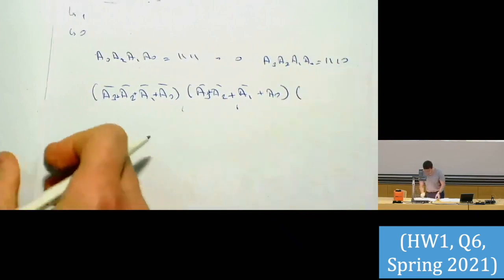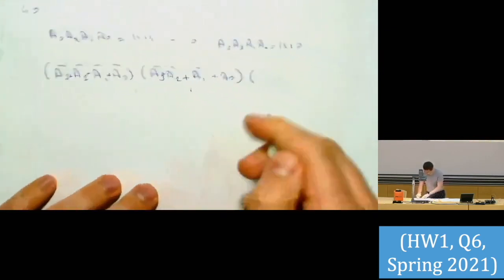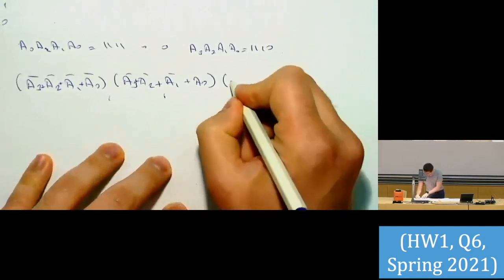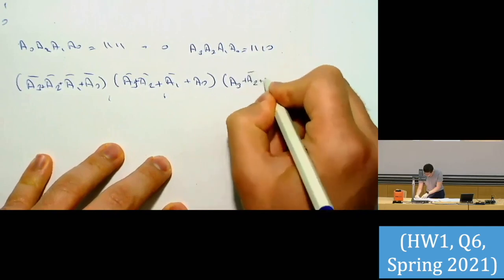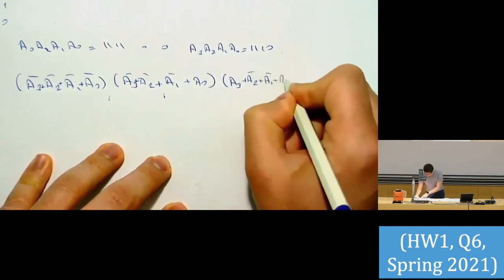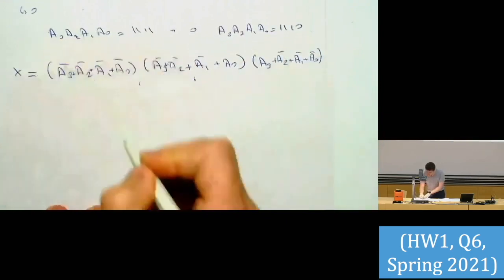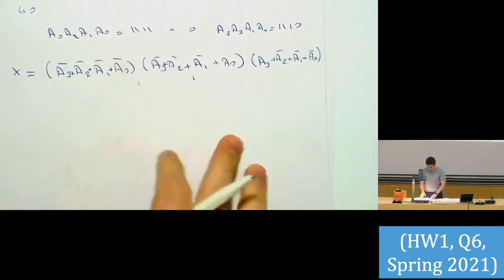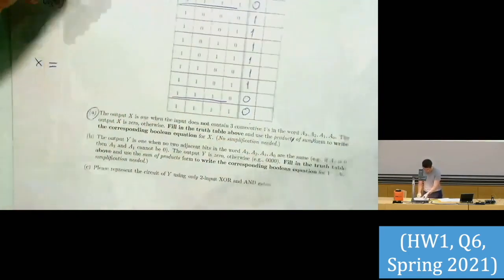And the last one is basically that one, so I'm going to directly write it. Hopefully you understood the logic here. It will be A3 OR A2 not OR A1 not OR A0 not. Those terms are ANDed, and this is X, and this X will be 0 if one of these terms is 0. So this is the solution for A.